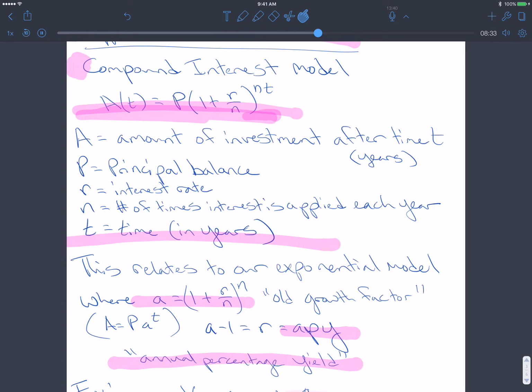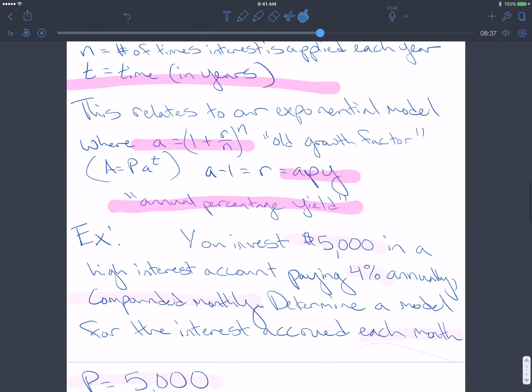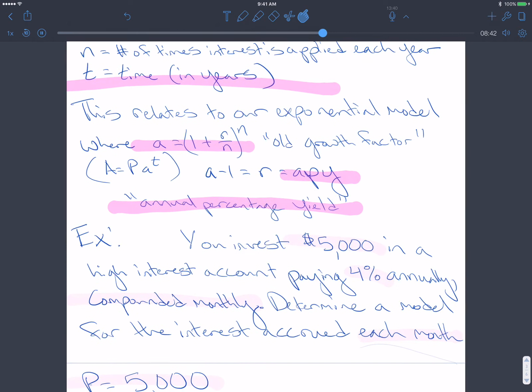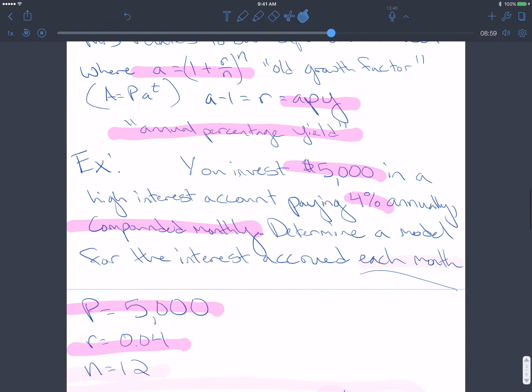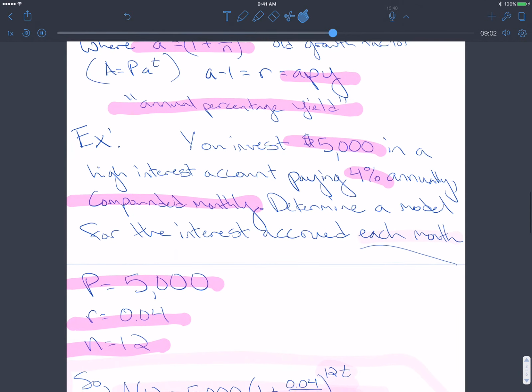So let's look at an example of this interest model. If you invest $5,000 into a high interest account that pays 4% annually, but it's compounded monthly, determine a model for the interest accrued each month. So in this particular case, we have a principal of $5,000. We have an interest rate of 4%, so that's the 0.04 for r. We know it's compounded monthly, and there are 12 months in a year, so n is equal to 12. It will be compounded 12 times over the course of the full year.